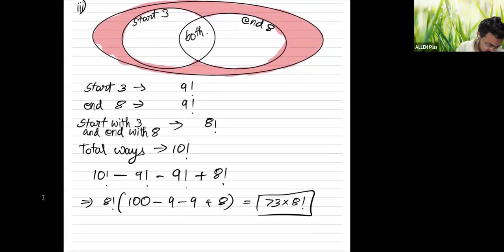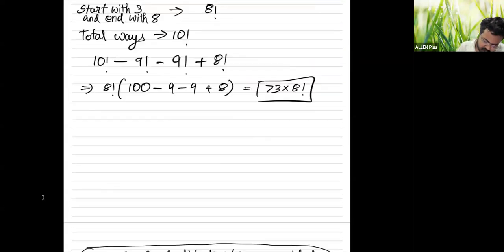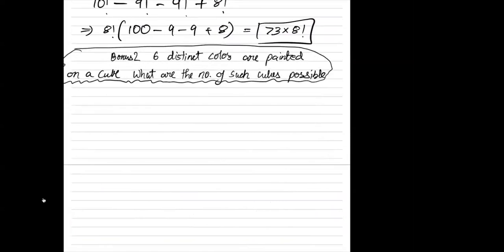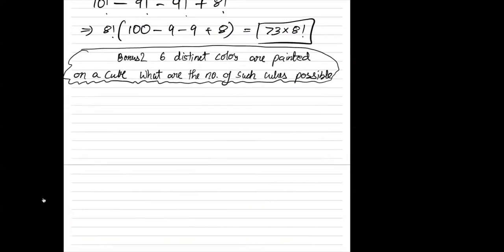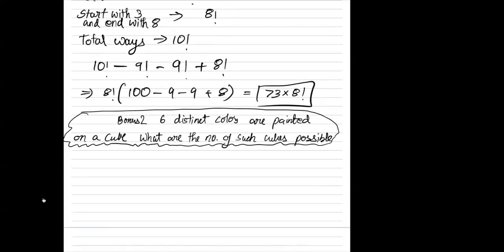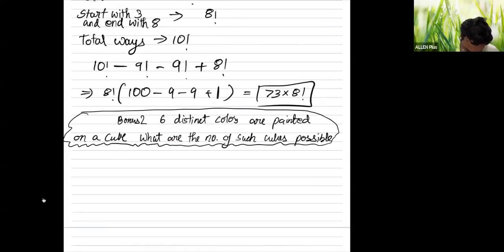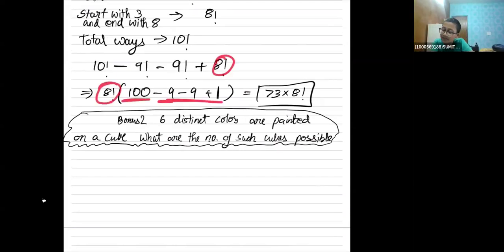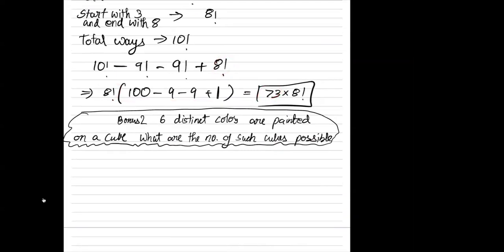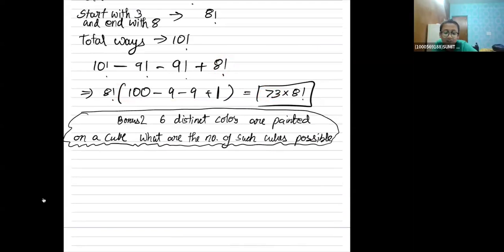So this third question, I hope everyone has understood. Now the last question that I leave everyone with is, 100 minus 9 plus 8 is not 73, right? Plus 1, sorry, plus 1. Because I take 8 factorial common, now this will be 73. Just check that once. Now it's coming to 83, right? So now will come 83.